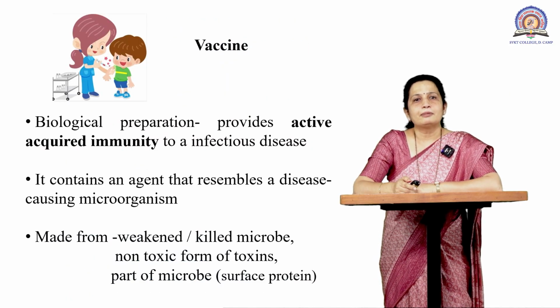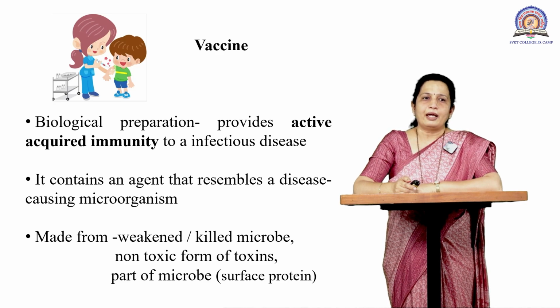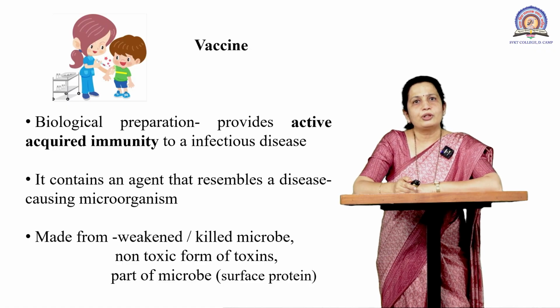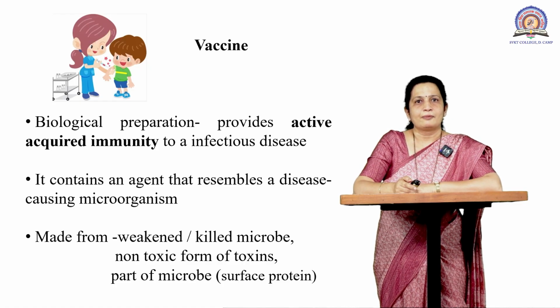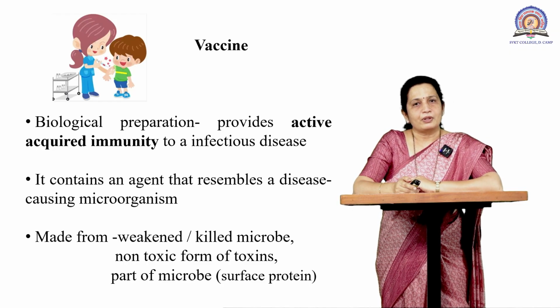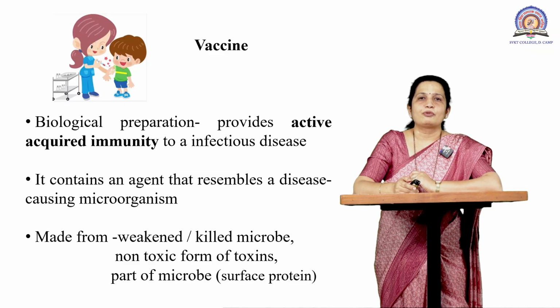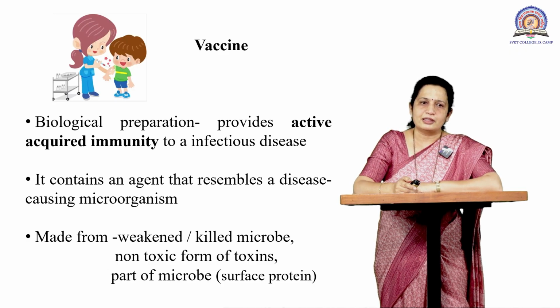Vaccines are nothing but biological preparations. These vaccines provide active acquired type of immunity. Active immunity means the body is actively involved in this type of immunity, the body synthesizes various compounds which are necessary for development of antibody. As it is acquired due to the preparation, it is known as acquired. This type of immunity is developed against many infectious diseases.